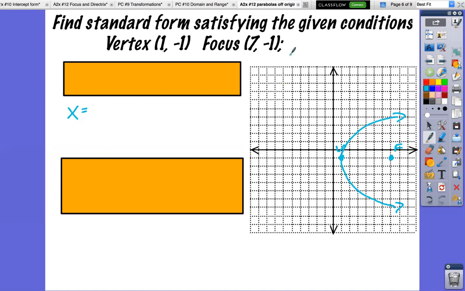But remember that p is the distance from your vertex to the focus, right? So what is the distance from here to here? Six. So if your p value is 6, remember a equals 1 over 4p. So how can you write the equation with this? Take a second and see if you can do it on your own. By a second, I mean about 20 seconds. See if you can write the equation.